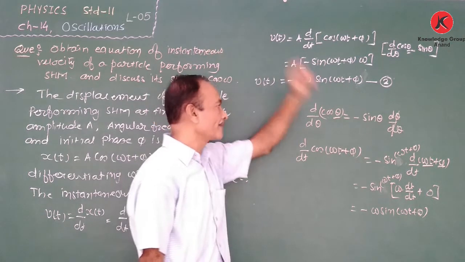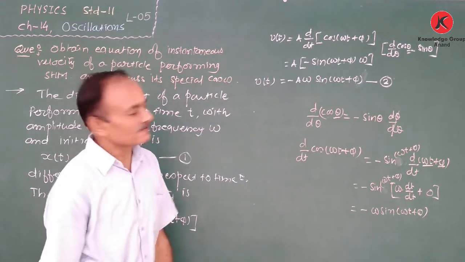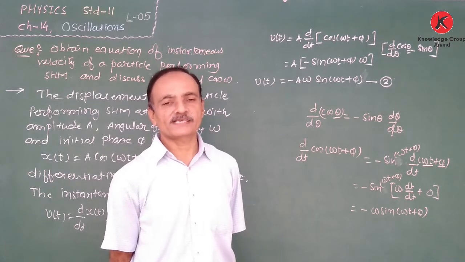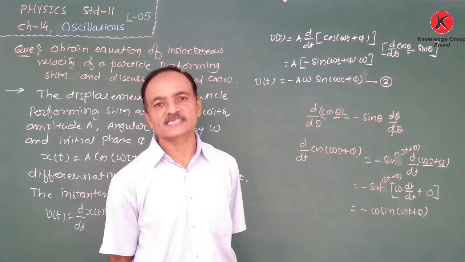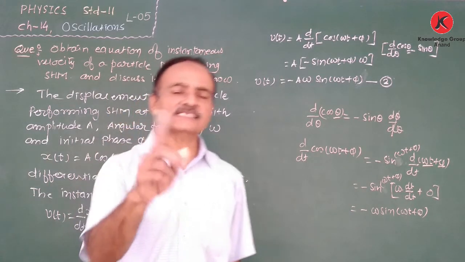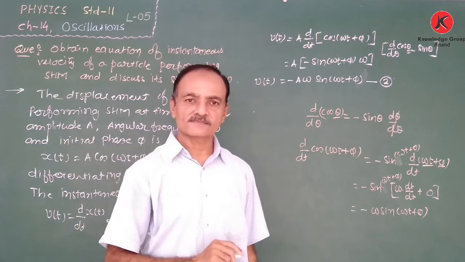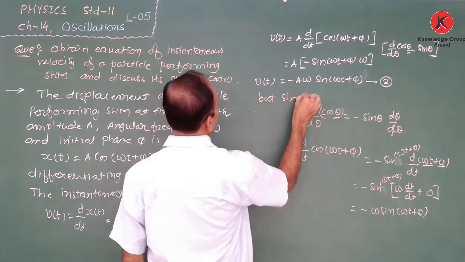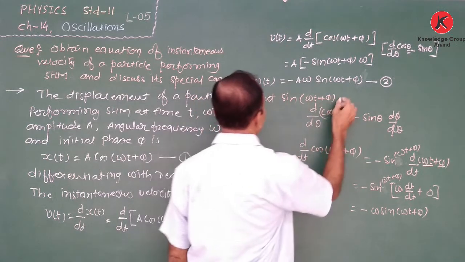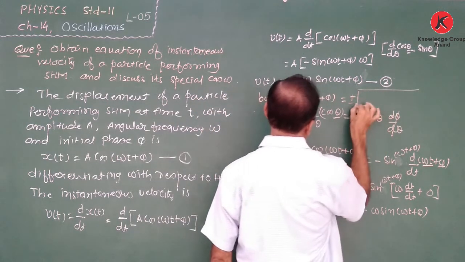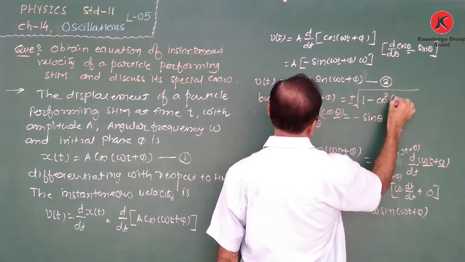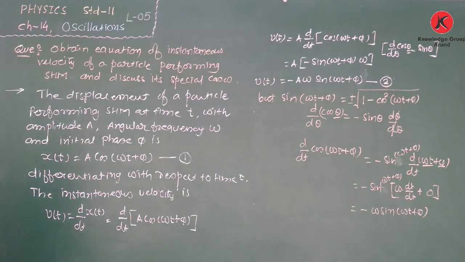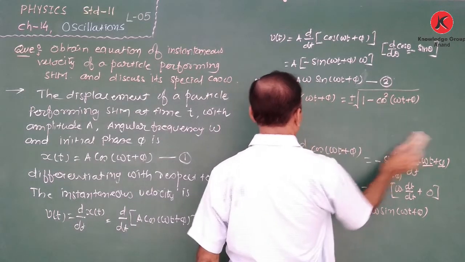Clear? Okay. So that is the equation of the instantaneous velocity: minus A omega sine(omega t plus phi). But we know from the trigonometric equation that sin square theta plus cos square theta is equal to 1. Therefore, sin square theta is equal to 1 minus cos square theta. Therefore, sin theta, with theta replaced by omega t plus phi, is equal to plus or minus the square root of 1 minus cos square(omega t plus phi). We know this equation: sin theta is equal to the square root of 1 minus cos square theta.